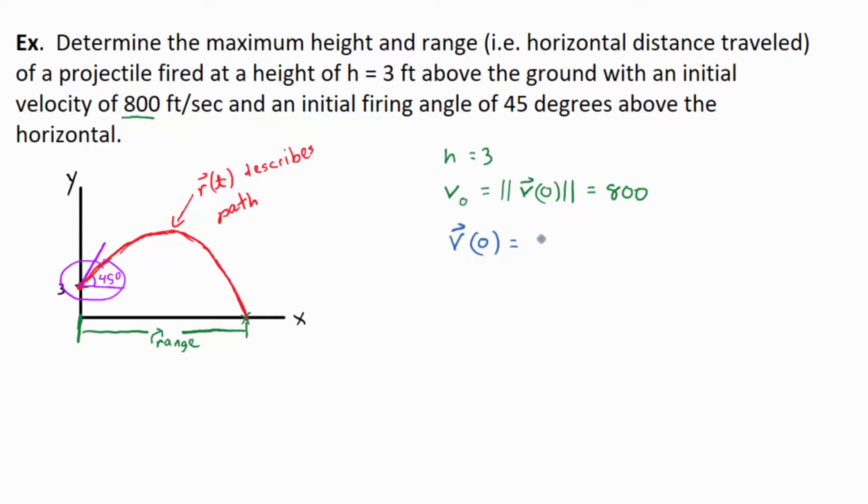So that would be 800 cosine, the angle is 45, i, plus 800 sine 45, j. So we're going to use exact numbers here. So both times cosine 45, sine 45, rad 2 over 2, right? You are expected to know the trig functions of those special angles. And so you multiply that times 800, you get the same number both times, right? 400 rad 2 for both components.